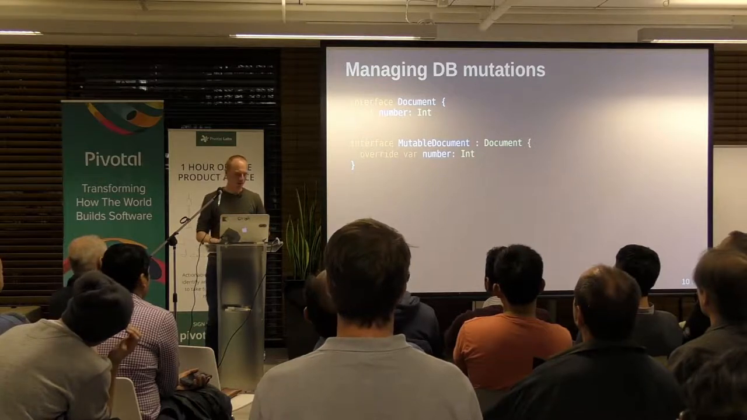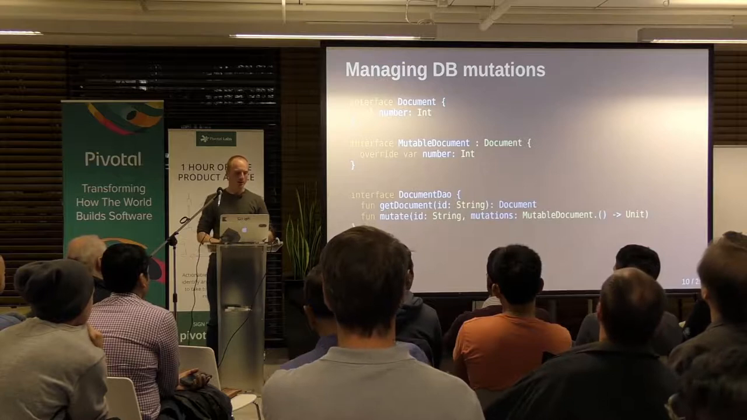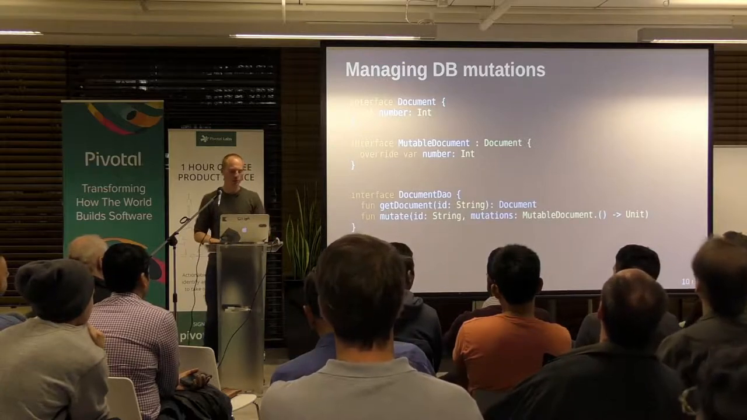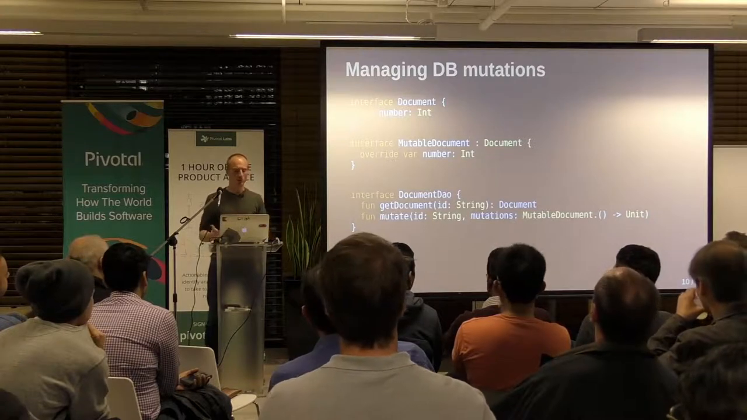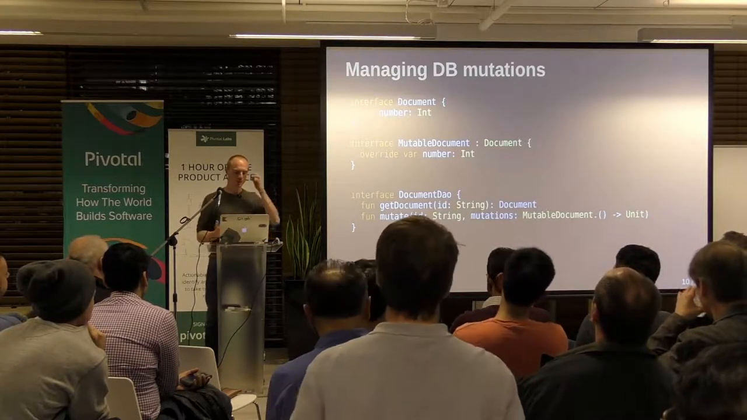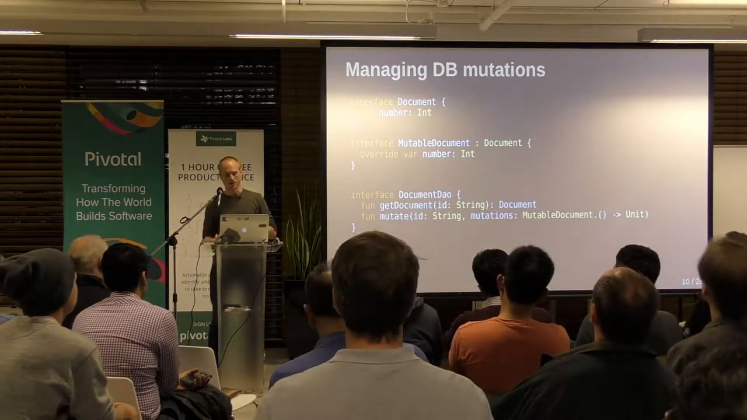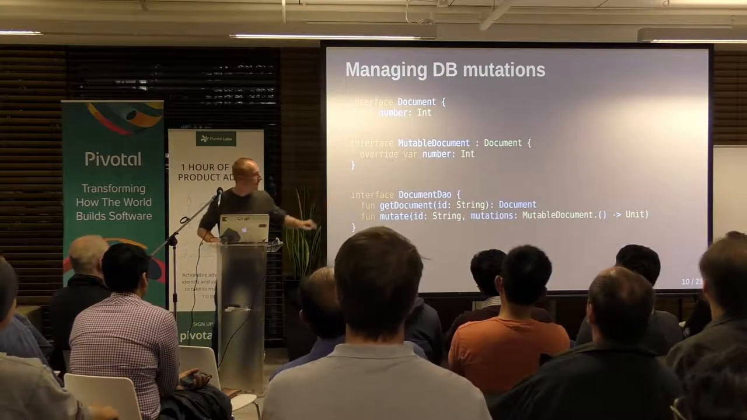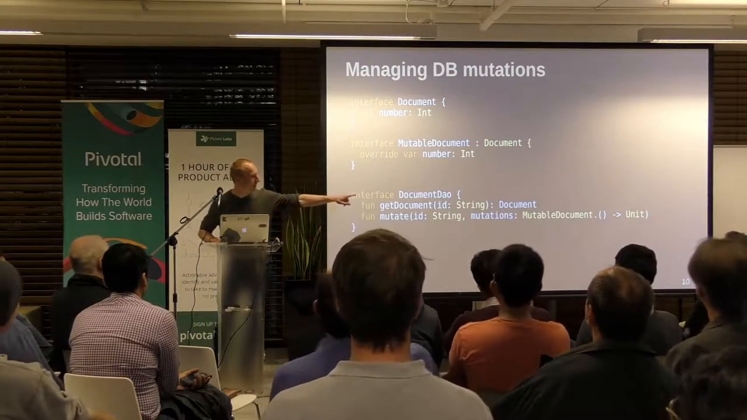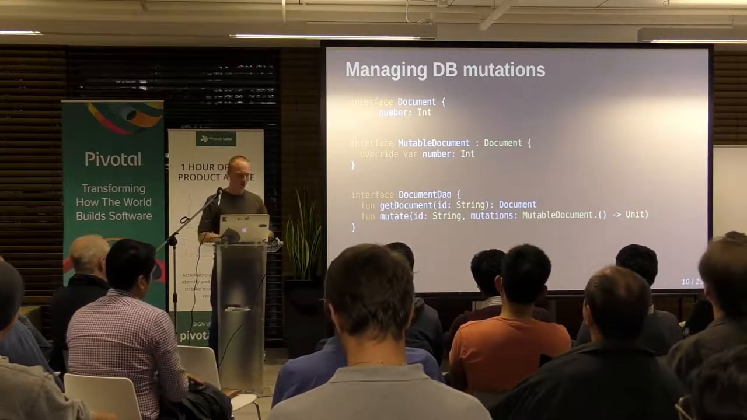Basically it works like this. You have a getter on your DAO, which returns a normal document in this case. And if you want to mutate something on a document, we have a special mutate method where you pass in an ID and then a mutation. This is another really nice feature if you look at the last line, where we pass in a lambda. But this lambda is basically scoped around an instance of a mutable document.